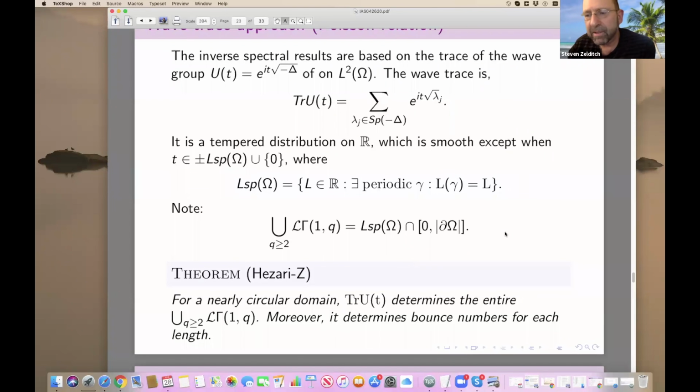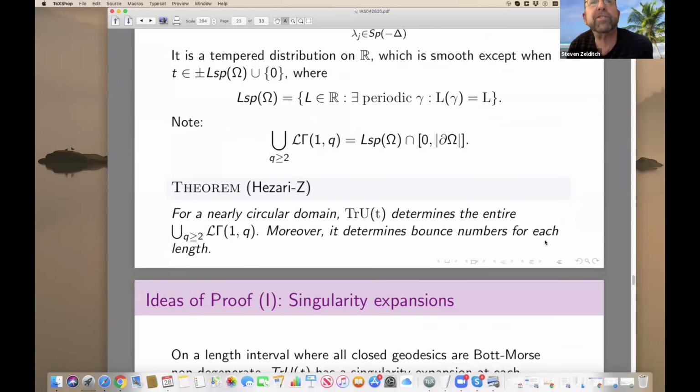Here's one of our main theorems. If you have a nearly circular domain, you can hear all of the lengths up to the perimeter. So you can hear the entire length spectrum up to the perimeter. Roughly speaking, you only have 1/q orbits, so you don't have to worry about p/q orbits interfering in the wave trace with 1/q orbits. And 1/q orbits don't interfere with each other for reasons we'll get to later. That's another big deal.